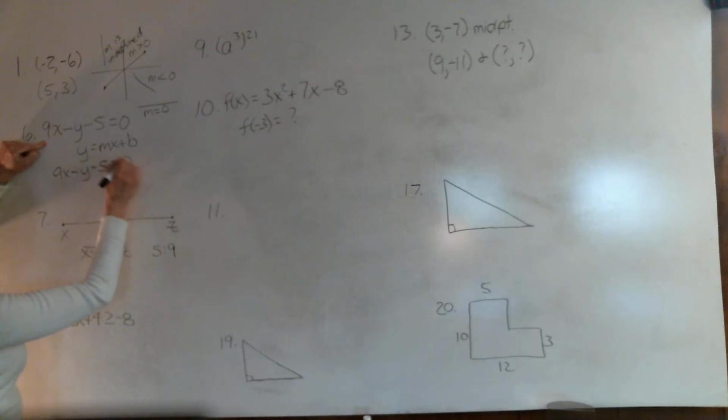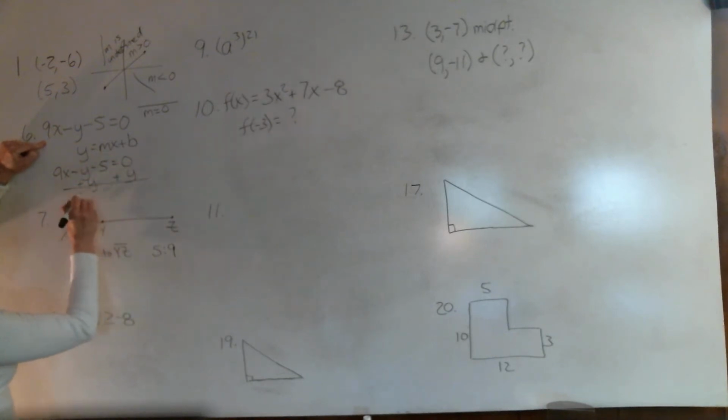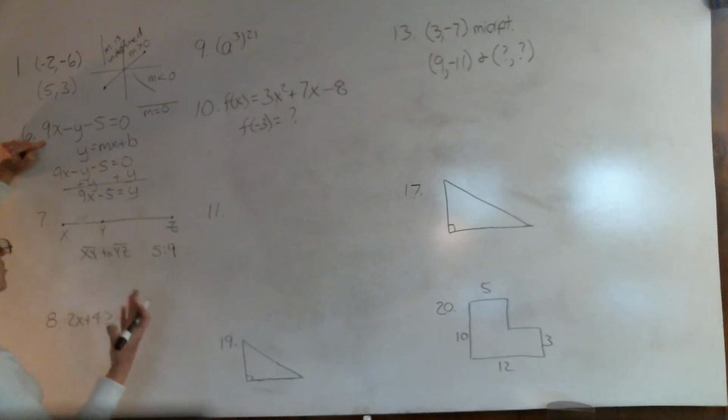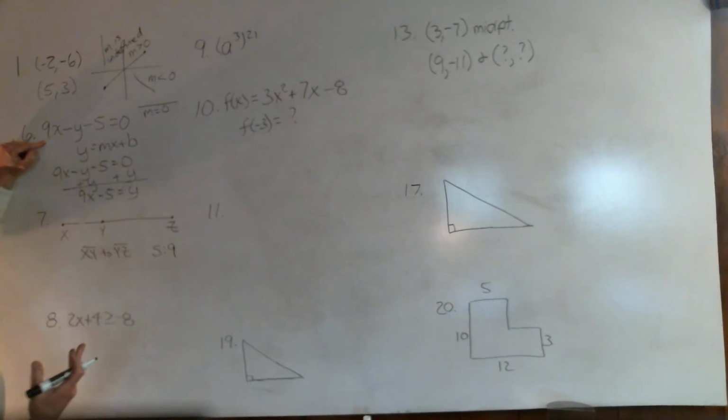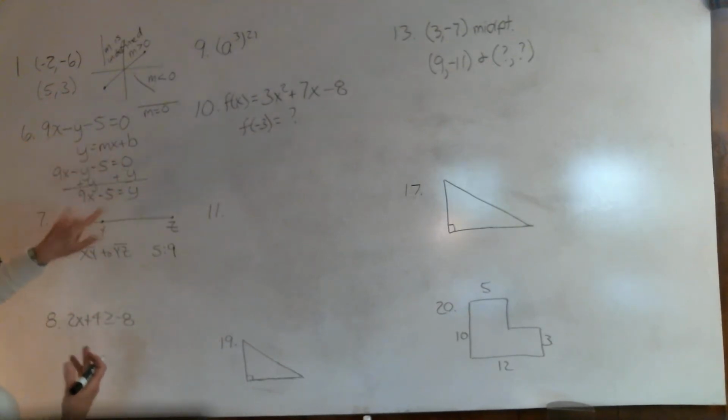So the easiest way to get that for this line is to move the y. Add the y to both sides. And then I get 9x minus 5 equals y. And that's the slope-intercept form of that line. You can do it another way. It'll take a little bit longer. This was the easy way to do that.